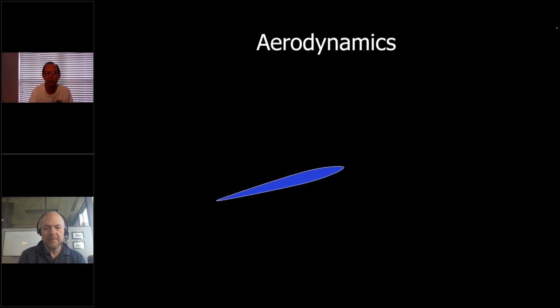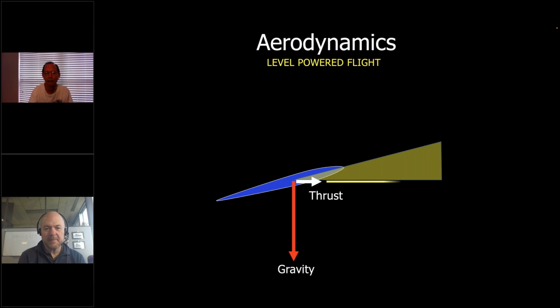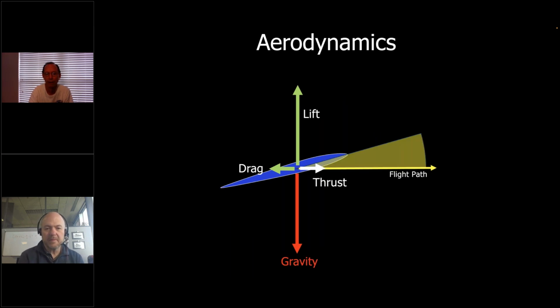So here's the typical aerodynamics diagram that you'll see for level powered flight, where you have an airfoil being acted on by gravity. That airfoil is being pulled through the air along its flight path at an angle of attack, which generates what is referred to as the aerodynamic force. You don't often hear it referred to in that term. Instead, you hear it referred to as its component parts, lift and drag, where lift opposes gravity and drag is opposing thrust.